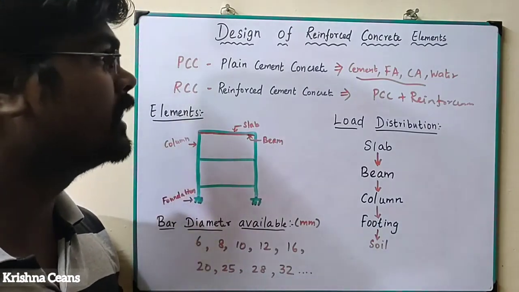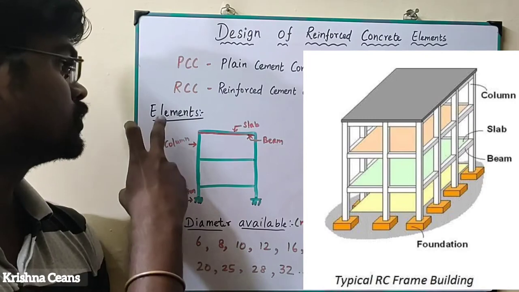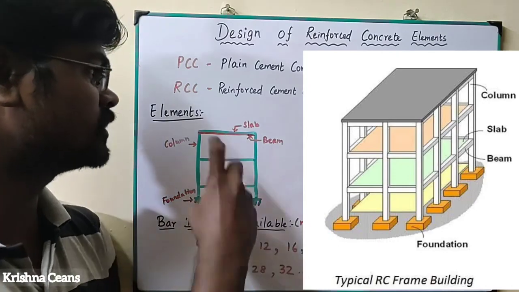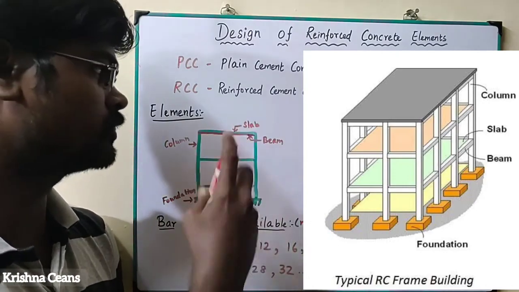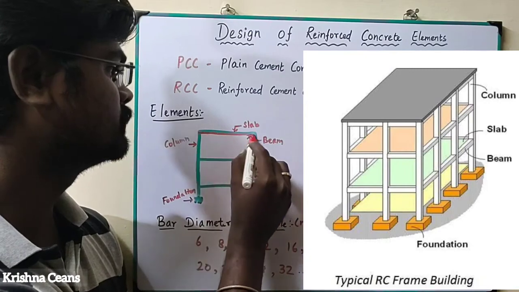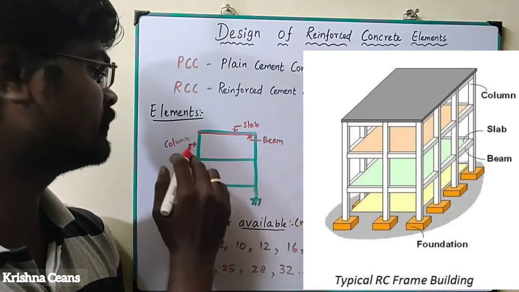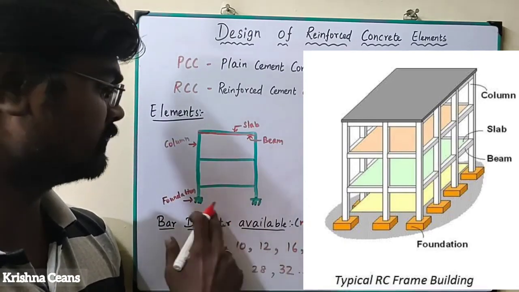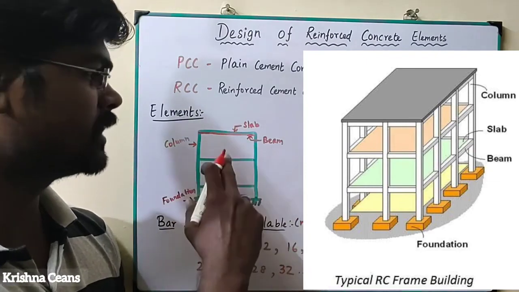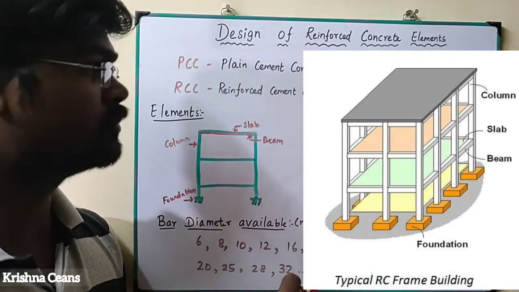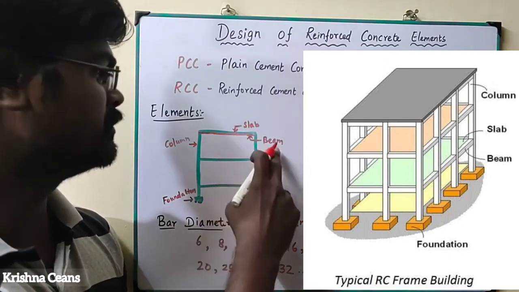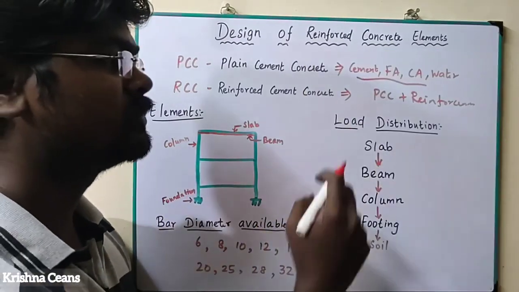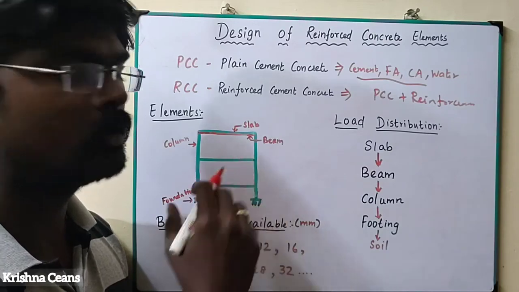What is meant by elements? In a building, elements are the small structural components. First of all, this is the slab or floor, then this one is the beam, then the vertical member we call a column, and finally the foundation. Below the ground level we construct the foundation. So these are the elements. In DRC we are going to design these structural elements: slab, beam, column, foundation or footing.